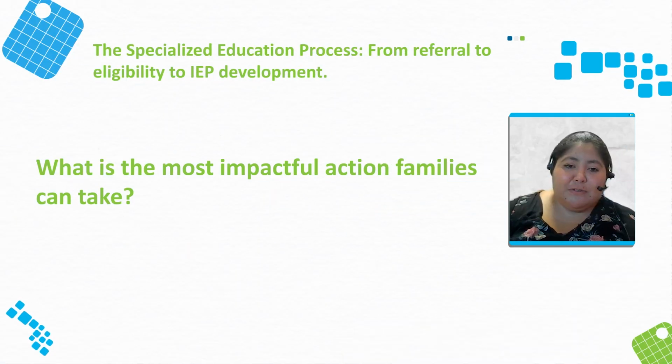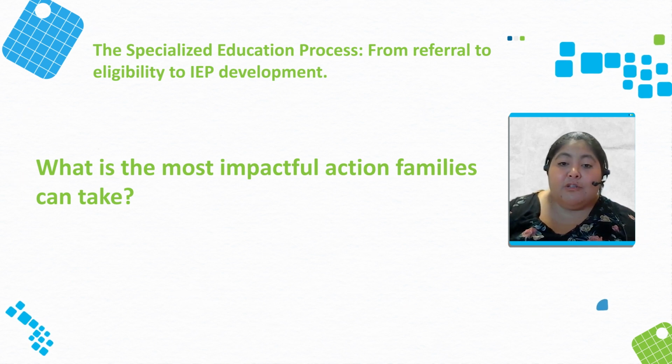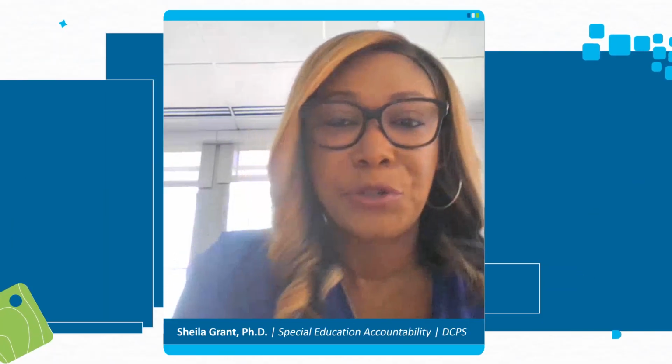Excellent. Thank you. Thank you so much for that. We covered a lot in this session, and we know that families are really busy. And if we could summarize what is the most impactful action that families can take when it comes to understanding the process from referral to eligibility to IEP development, what would be the most important nugget of information that families should walk away with? A couple of things I would like to underscore.